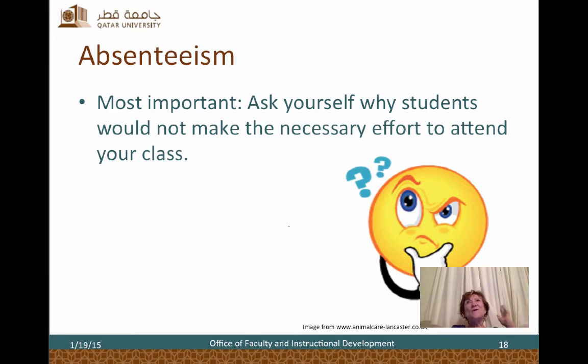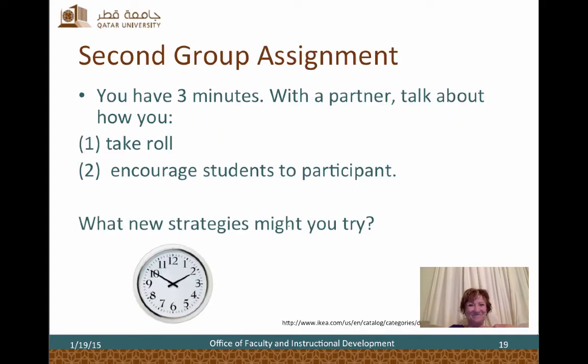Okay, the most important thing is to ask yourself why students wouldn't make the effort to come to your class and to get the assignments in. Sometimes we can change that by just making things a little more exciting.